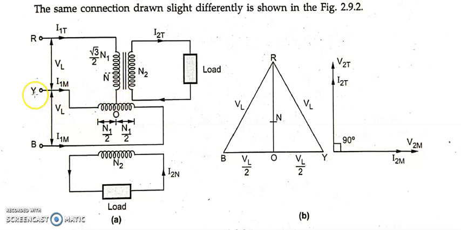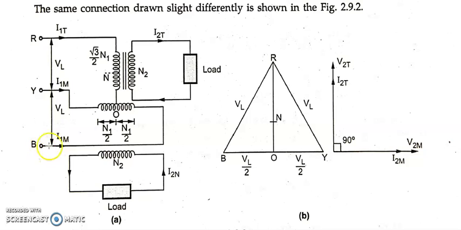So we believe the fact I1M is greater than the teaser current, that is I1T by 2. That's why what we do is IY is equal to, because IY is in the same direction of I1M, like your KCL law says. So IY is equal to I1M minus I1T by 2.